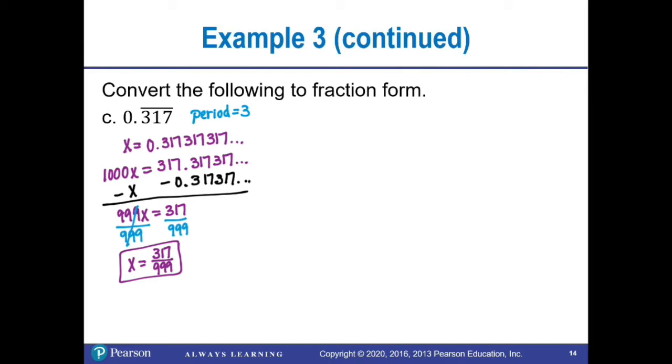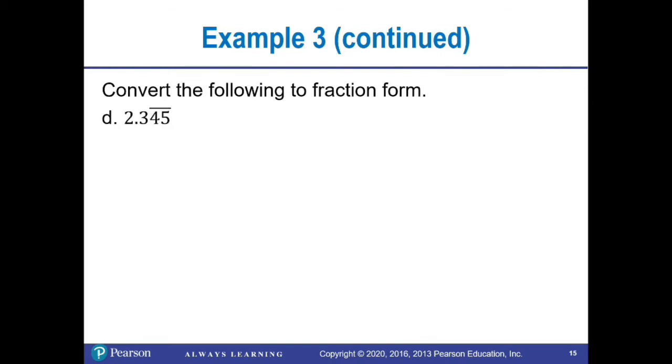Now, so far, everything to the right of the decimal place has been part of the repetend. But what happens if we have digits that are not part of the repetend? Look at part D. We have 2.345, and only the 45 is repeating this time. I'm going to let x be 2.3454545 and so on.